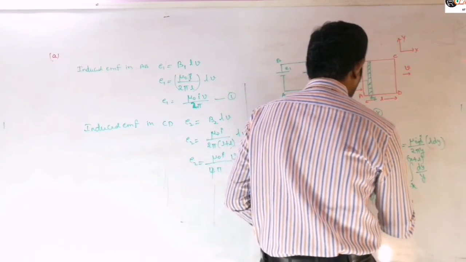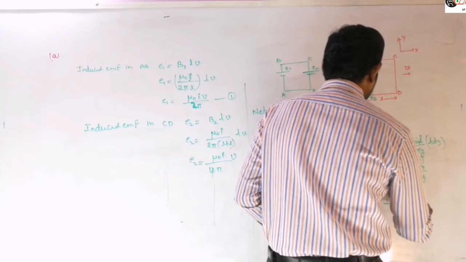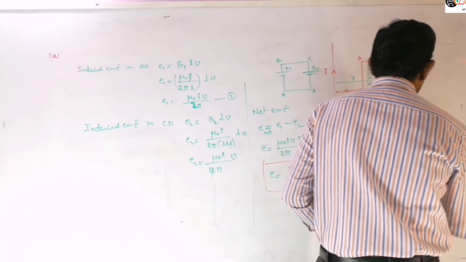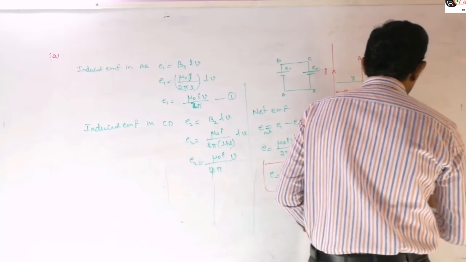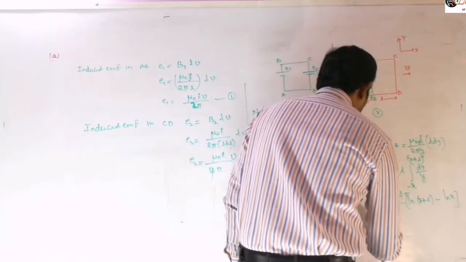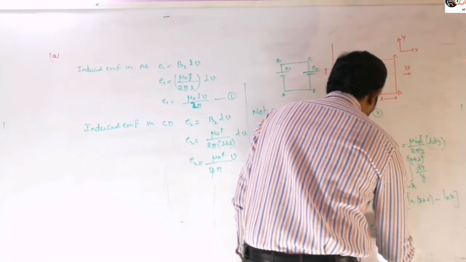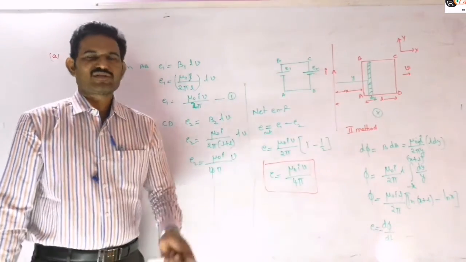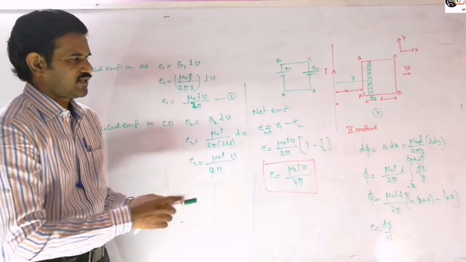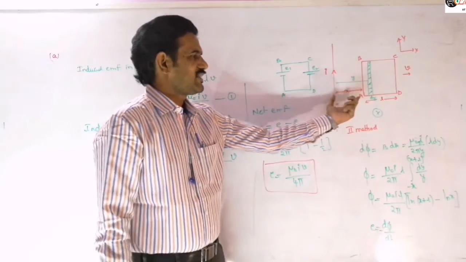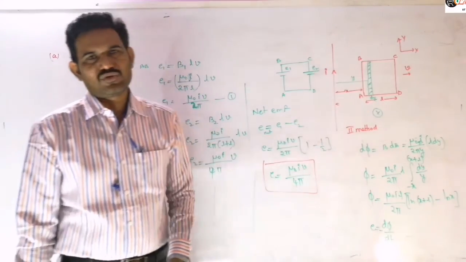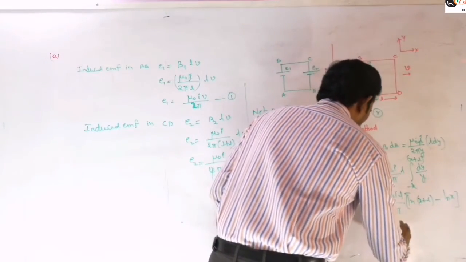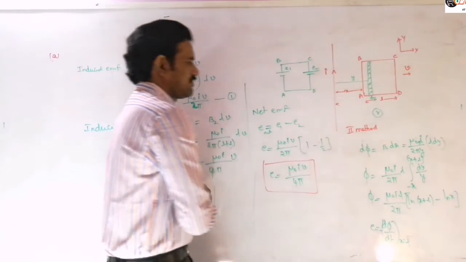Therefore I can write this flux is equal to μ0 I L by 2π into ln(x plus L) minus ln x. Now this is our flux value, and now we can differentiate this flux. Our induced EMF is nothing but minus dφ by dt. You can differentiate that, and after differentiating, finally you can substitute x is equal to L, because we need the induced EMF at the instant x is equal to L. So you can find this value at x is equal to L. Then you will get the same expression here.